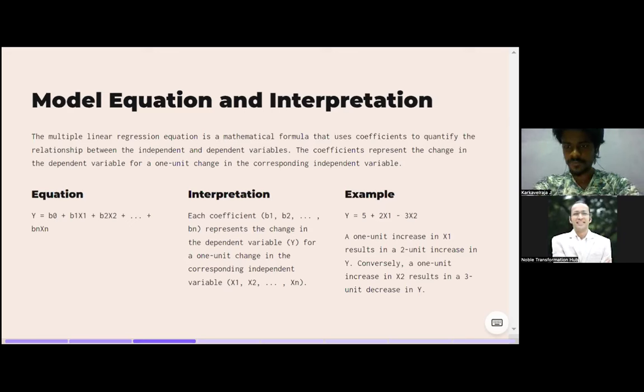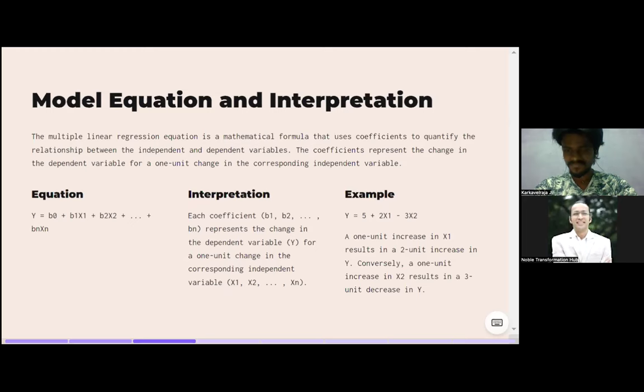So multiple linear regression equation is a mathematical formula. If you see multiple linear regression, it is an algorithm, but it is actually a mathematical formula underneath, okay, and that uses coefficients to quantify the relationship between independent and dependent variables. That's it.